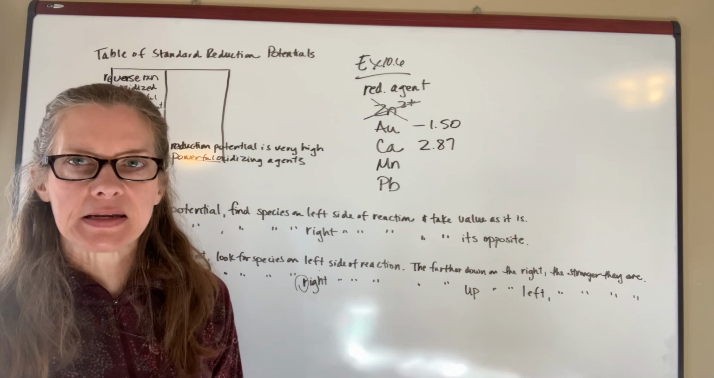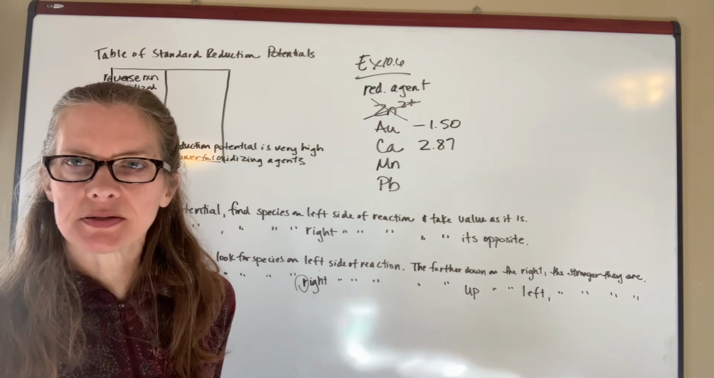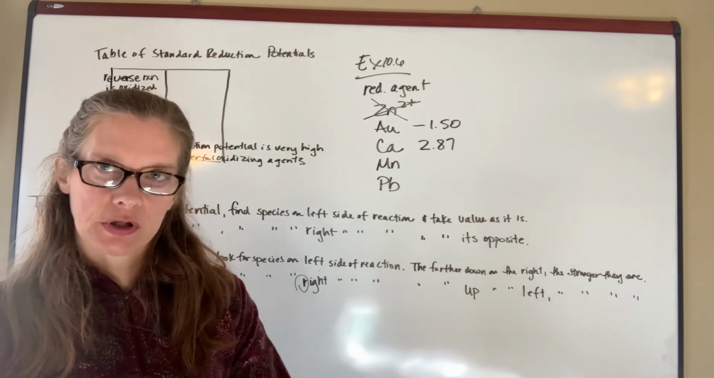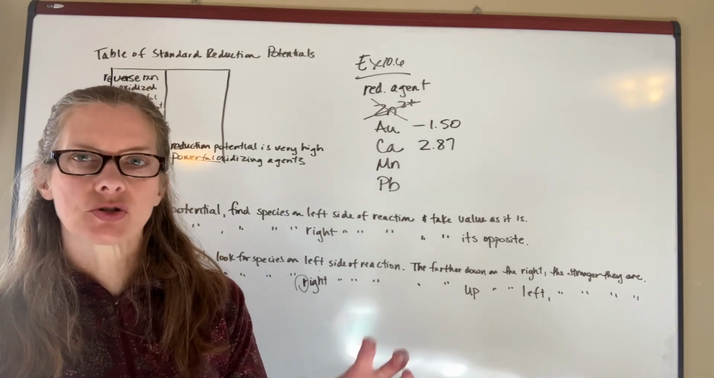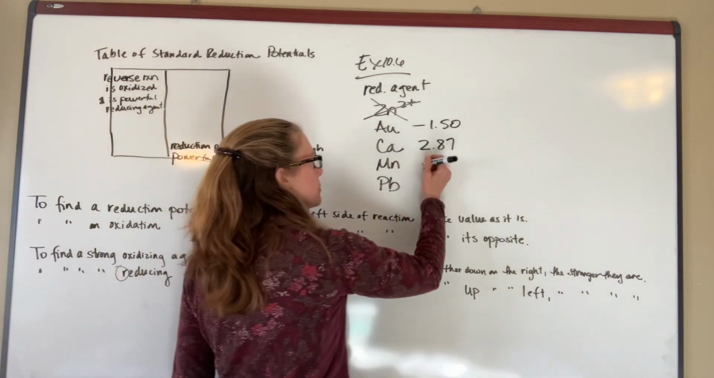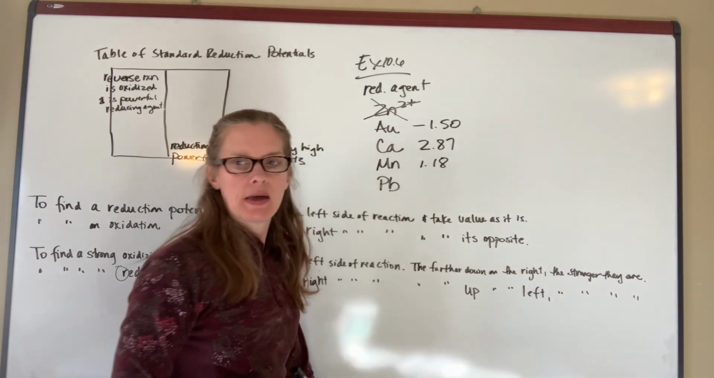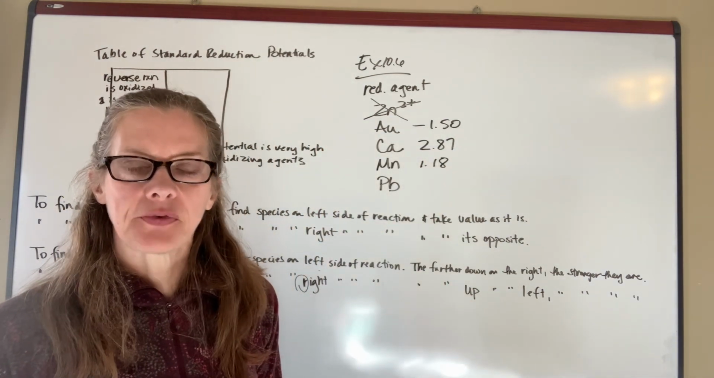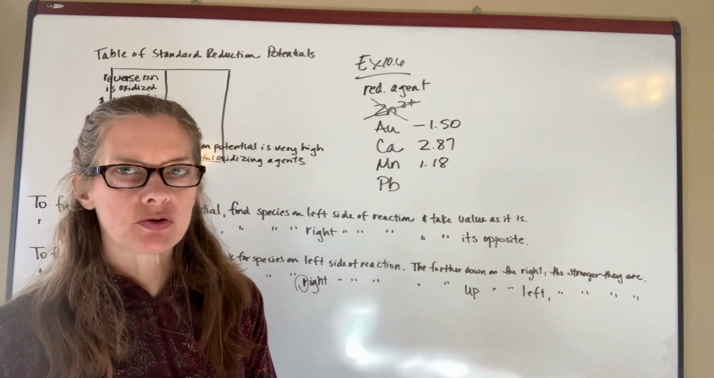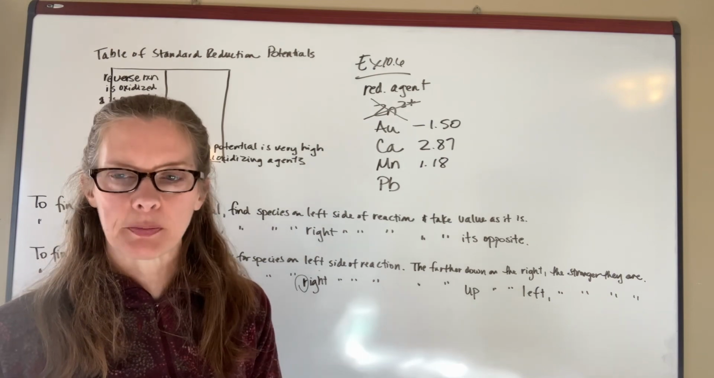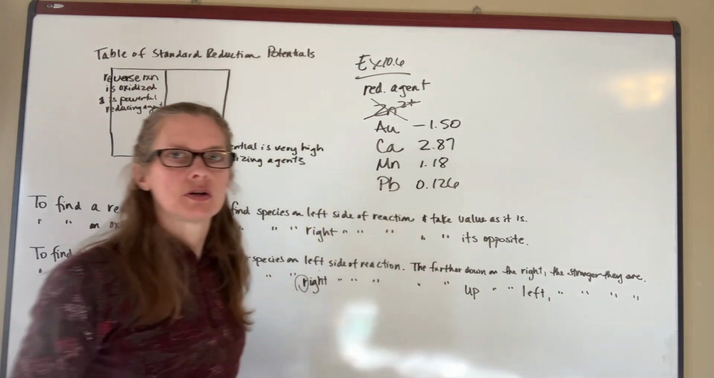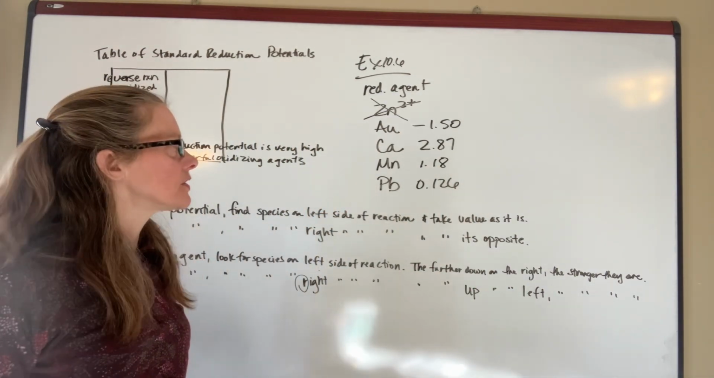Okay, manganese, same thing. You see manganese on the table? You need to find it on the right-hand side, and then you'll need to flip the equation backwards and also flip the value backwards. And so this is going to be a 1.18. And then lead, again, find it on the right-hand side of the equation, but because I am looking for a reducing agent, it has to be oxidized, so I have to flip it backwards, and that's going to give me a 0.126.